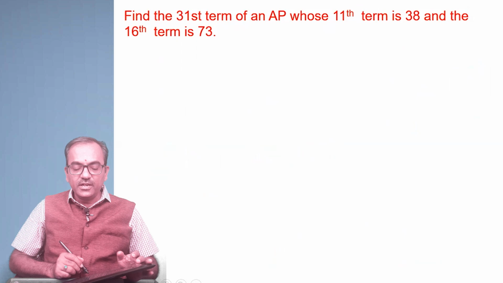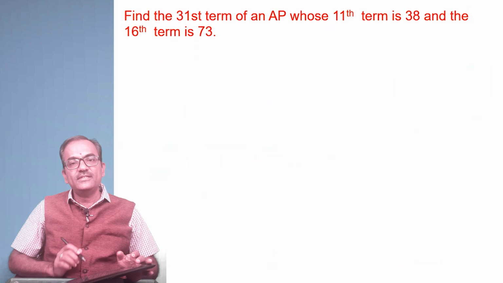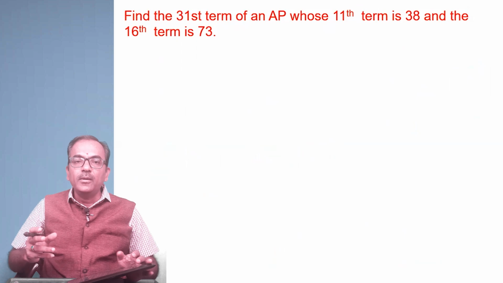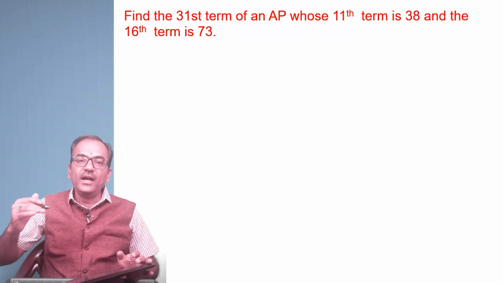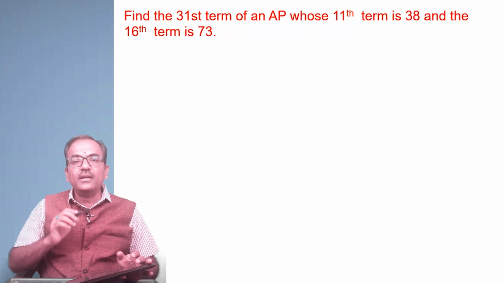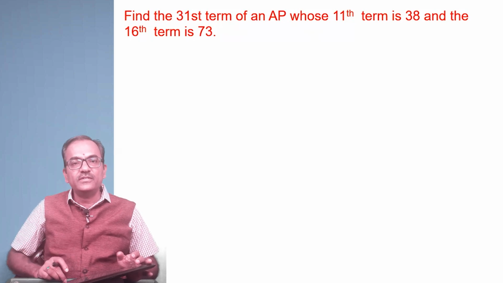Find the 31st term of an AP whose 11th term is 38 and 16th term is 73. Now we have come to a situation wherein the variables are more and the problem is getting cumbersome. So we are moving to the higher level problems. Here there will be linear equations and we need to solve them. Of course, you also have a chapter on simultaneous linear equations in your 10th standard, and based on that we will be solving this problem right now.